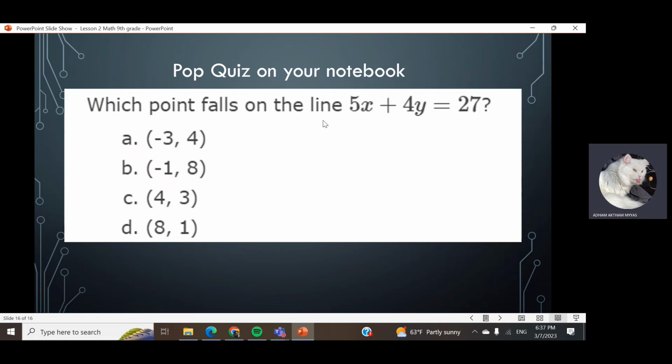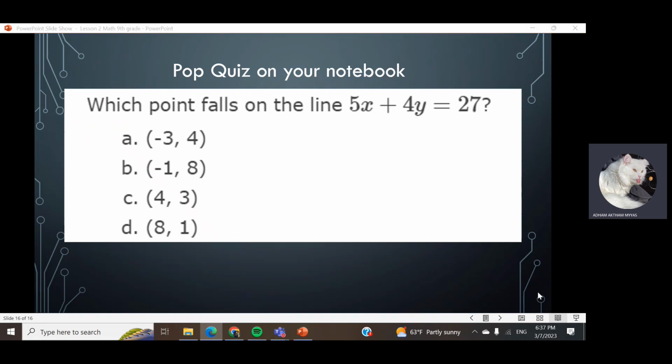This is a pop quiz. You can see the answer here. It's minus 1 and 8. If we put minus 1 instead of x, I get minus 5 plus 4 multiplied by 8. That's 32, so 32 minus 5 is 27. That's right. So B is the right answer.